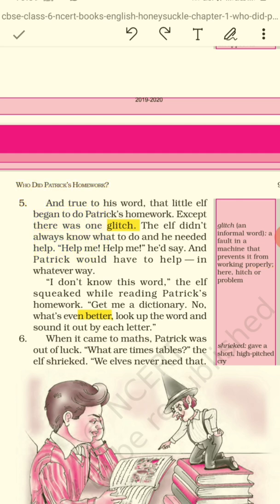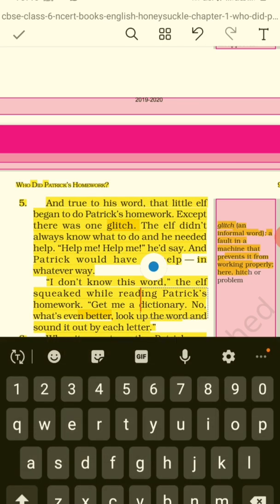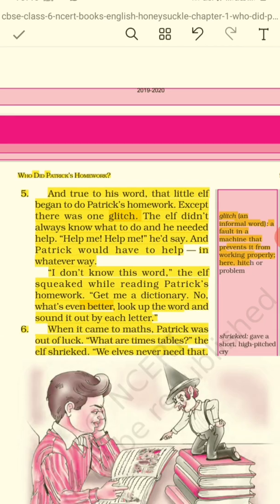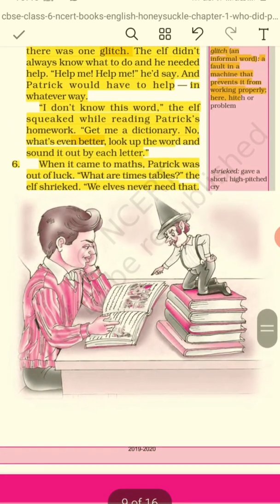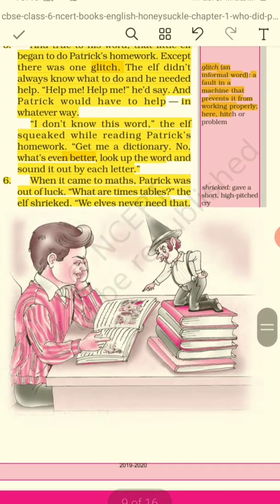So when it came to maths, Patrick was out of luck. What are timetables? The elf shrieked. Wheels never need that. Okay, so in terms of maths, the problems were going to get bigger for Patrick. Why? Because the elf claimed, "What are timetables?" He shrieked, means he cried out in a high pitched cry. Like, what are timetables? Wheels never need that.